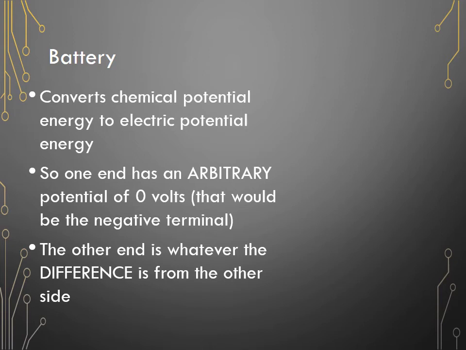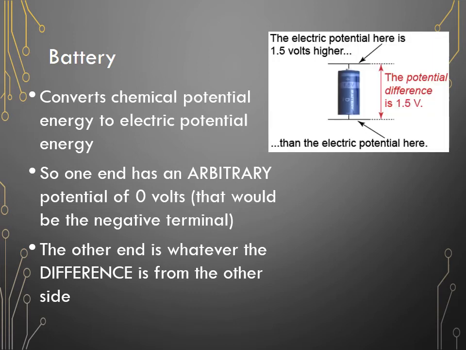If I have a AA battery, that's 1.5 volts. If I have a car battery, that's 12 volts. Okay, so from the negative terminal to the positive terminal, the potential difference is 1.5 volts. So that's what we call the voltage of the battery.